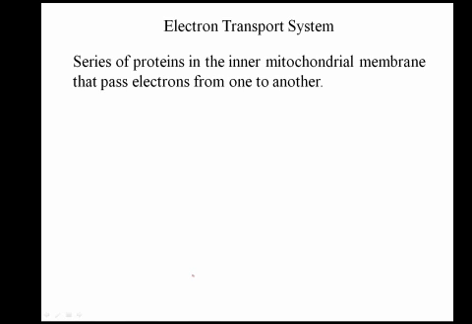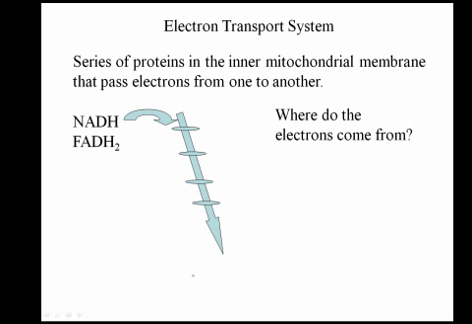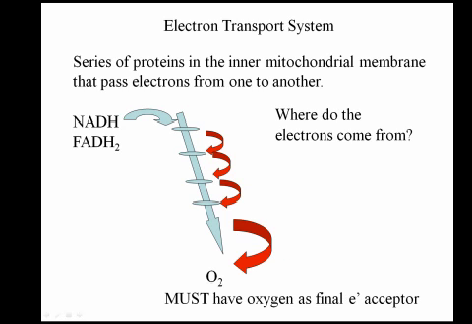The electron transport system is a series of proteins. They're embedded in the inner mitochondrial membrane, and they pass electrons from one to another. So it's kind of like a bucket brigade. These electrons come from NADH and FADH2. They feed their electrons into these electron carriers, and then they're passed from one to another, kind of like a bucket brigade. And then down at the bottom of the hill is where we must have oxygen.